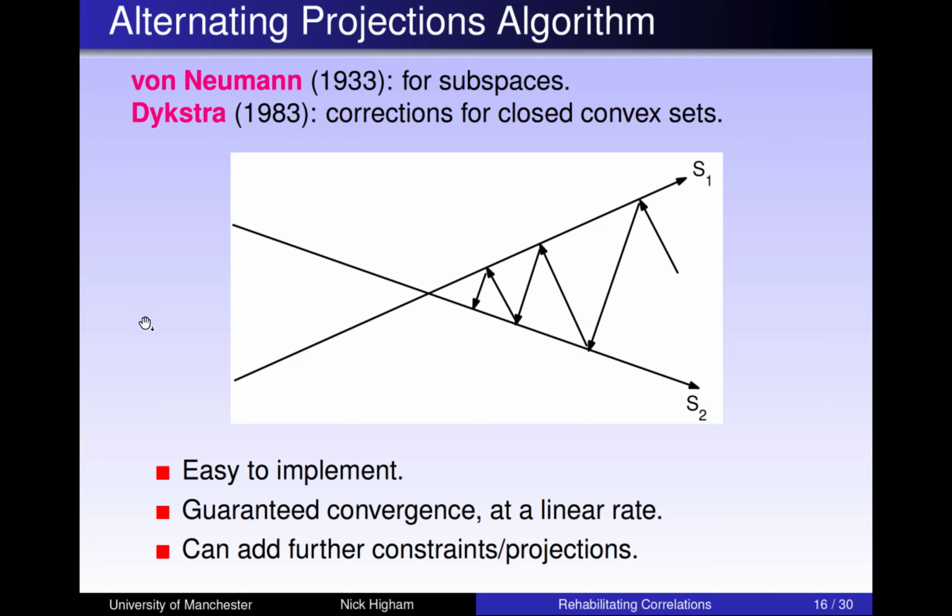So this approach is very easy to implement. It is guaranteed to converge. That's the good news, although the convergence can be rather slow because it's only linear. And if you have linear convergence with constant 0.999, then that can be very slow convergence. A very nice feature of this method is that you can add further constraint sets. So if, for example, I want to keep fixed a certain part of my matrix, let's say a certain submatrix, I can just add that as a further set. And then the projection onto that set just becomes, reset those elements to the values you want. So it's a very versatile algorithm, the alternating projections algorithm.